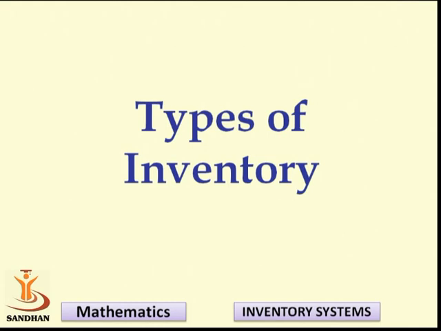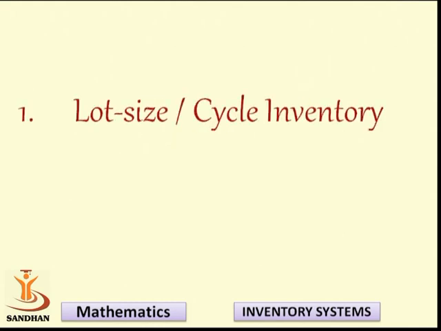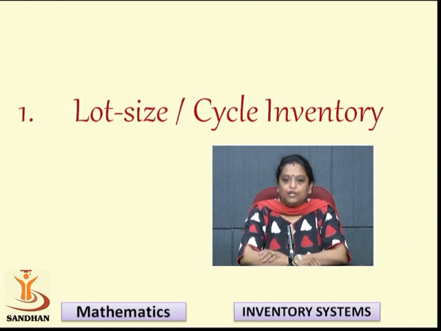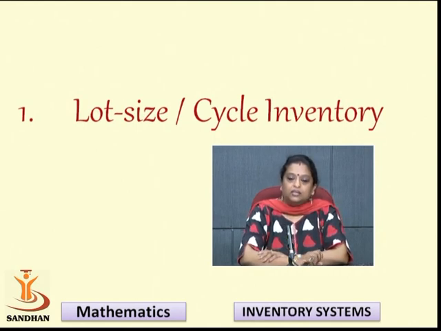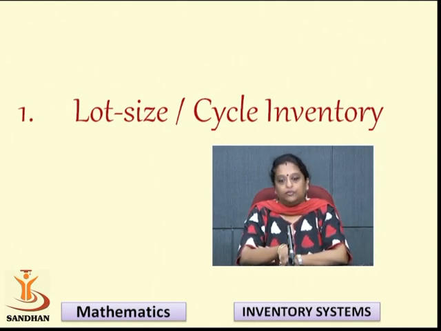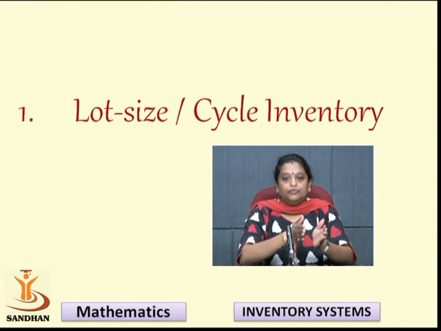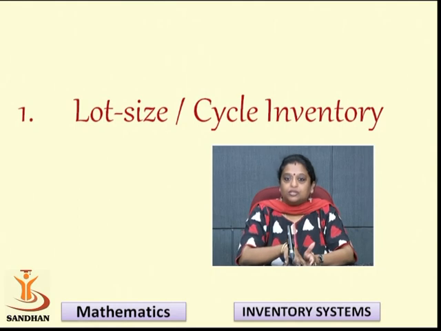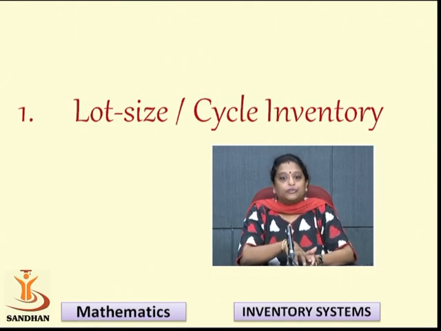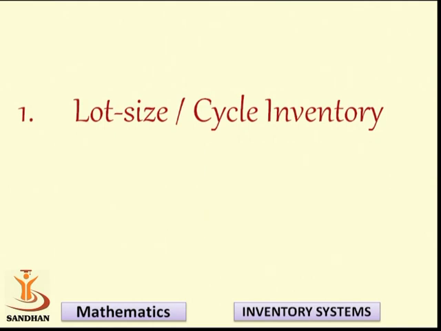Now we come across the different types of inventory. The first type is called the lot size or cycle inventory. In any manufacturing unit, there are certain processes that are involved. Now, this process is actually dealing with the production of the finished goods. The amount of inventory required in order to complete a production lot size or a production cycle is termed as lot size or cycle inventory.